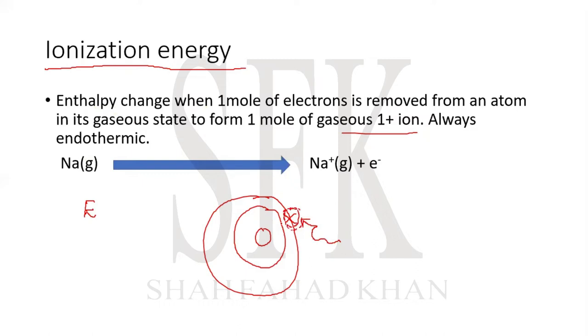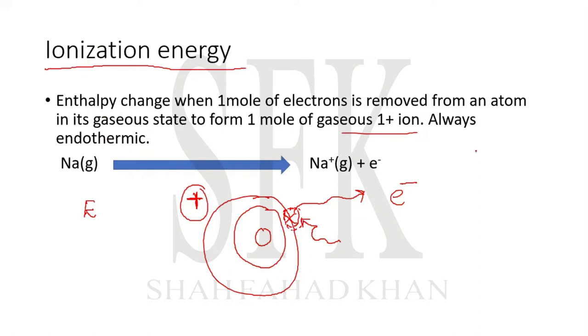Energy that we provide to this valence electron to remove it from this gaseous atom. Once the electron has been removed, what charge will this gaseous atom attain? It will get a positive charge, okay, to form 1 mole of gaseous 1 positive ions. Okay, this is called ionization energy or enthalpy change of ionization. All right, so this is also a term that you guys need to know for this chapter.